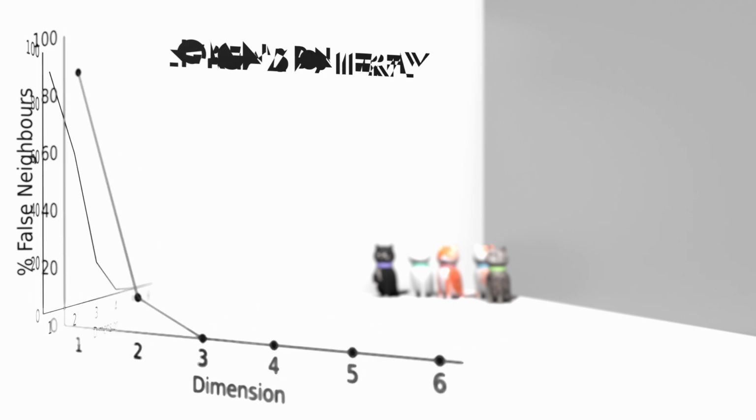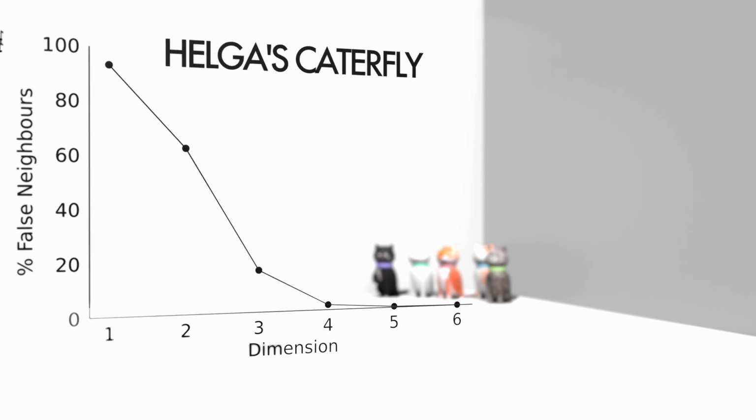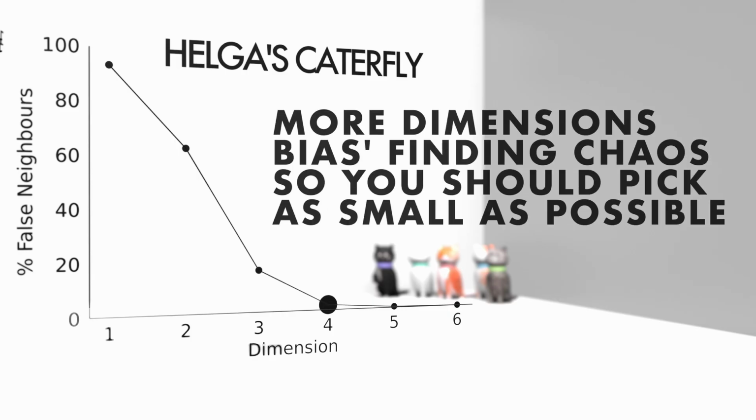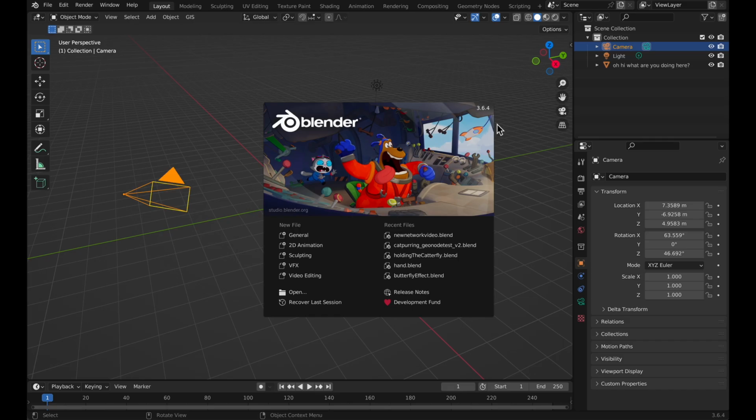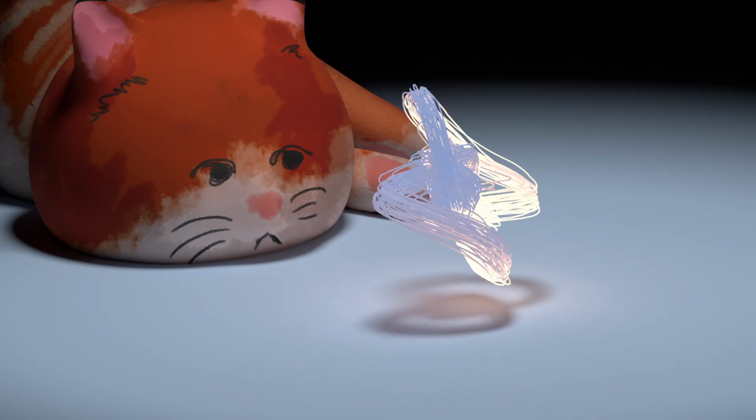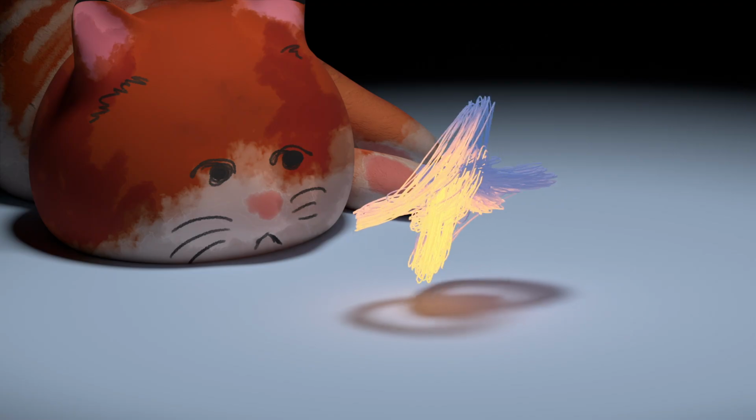For Helga's caterfly, the number of false neighbors never truly hits 0 because of random imperfections in the data, but it drops to around 3% at 4D. Which I felt was good enough, but obviously in a more serious setting that would require more scrutiny. Unfortunately, I'm currently using Blender 3.6, which doesn't support 4D rendering, maybe in the next version. In the meantime, we can use color to give us a sense of the fourth dimension.